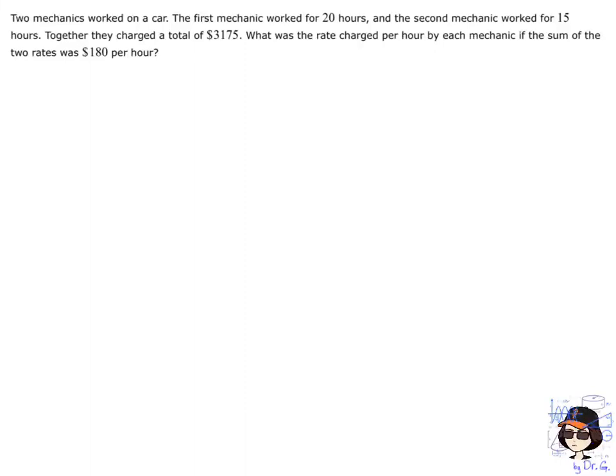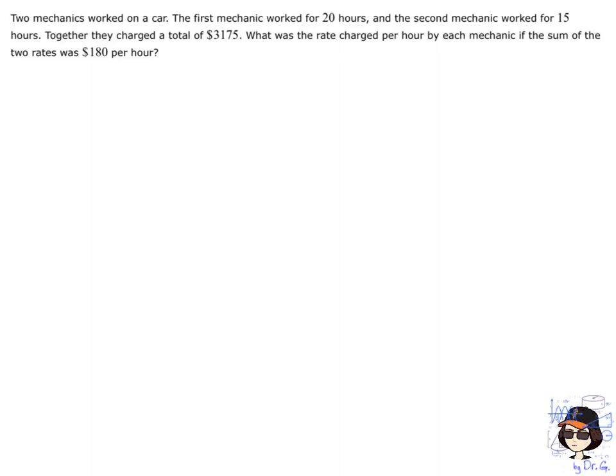Okay, we're going to use a system of equations to solve a word problem. So, in this problem it says two mechanics worked on a car. The first mechanic worked for 20 hours and the second mechanic worked for 15 hours. Together they charged a total of $3,175. What was the rate charged per hour by each mechanic if the sum of the two rates was $180 per hour?